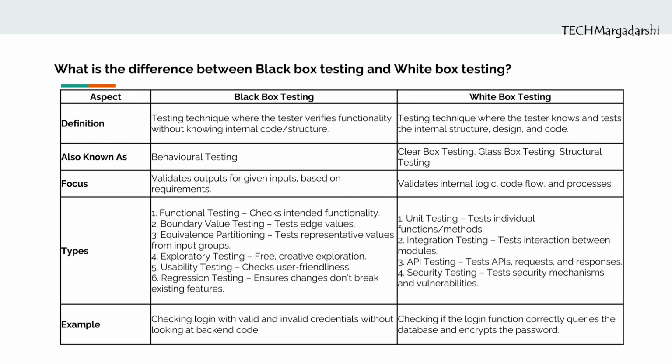Example: in black box testing, a tester may check whether the login feature accepts valid credentials and rejects invalid ones without knowing the backend code. In white box testing, the tester might verify whether the login function correctly queries the database and applies encryption to passwords. So, the key difference is black box testing asks, does the system behave correctly for the user? While white box testing asks, does the code and logic work correctly inside?